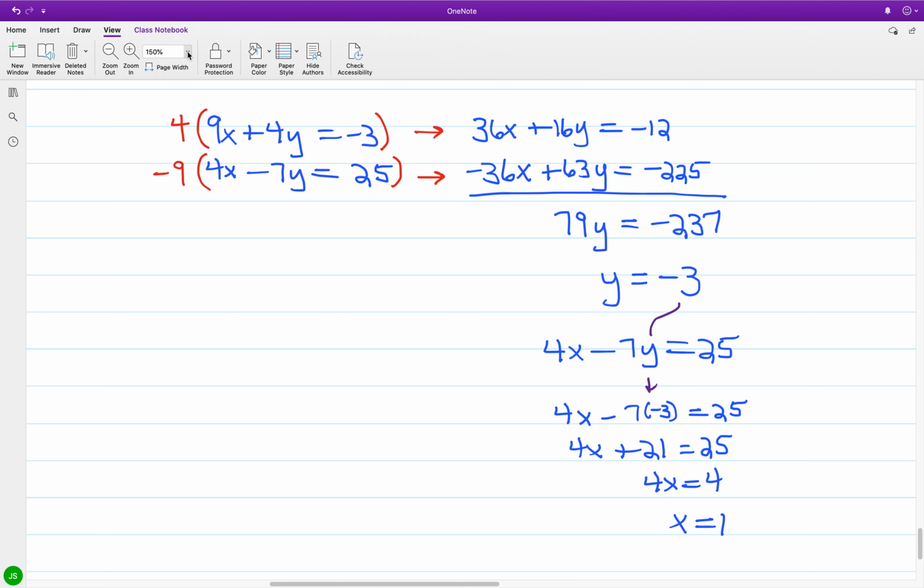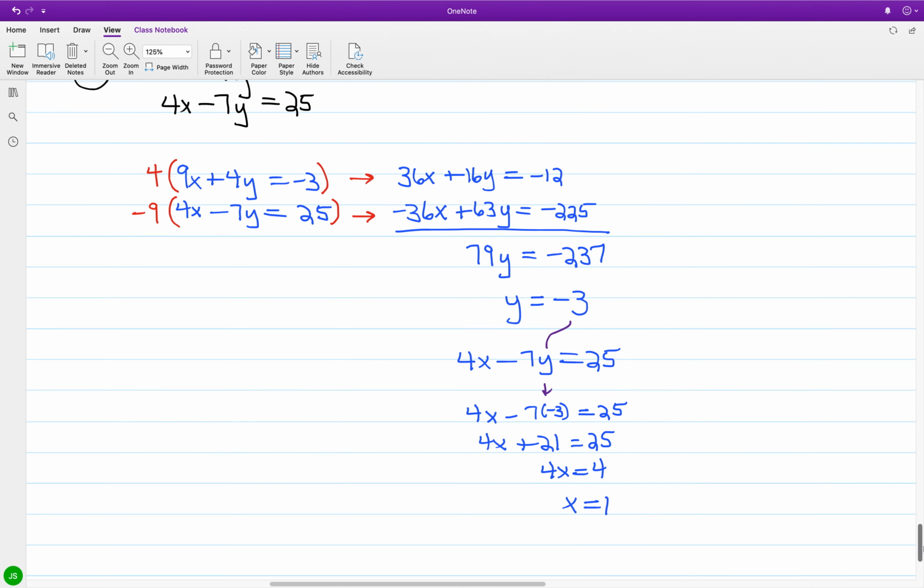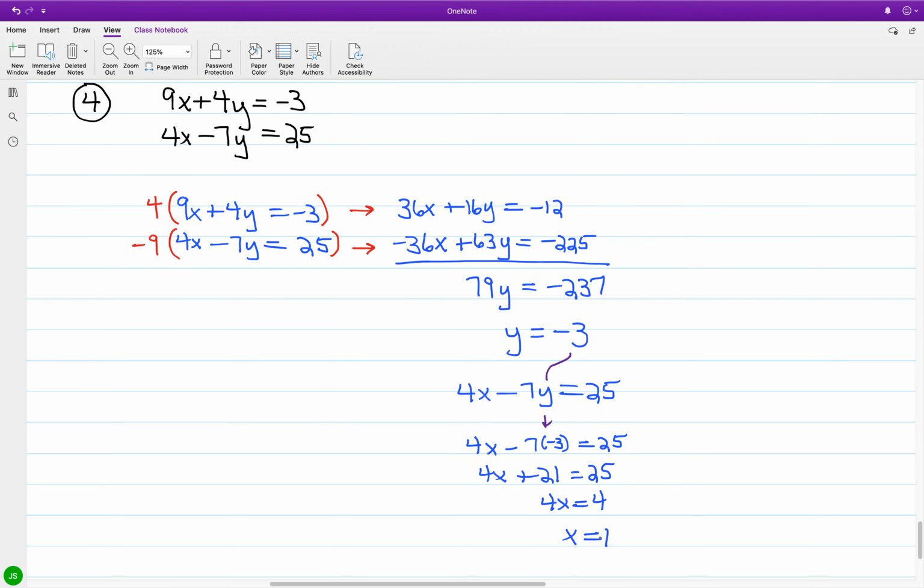So just looking at the overall picture, we have x at 1 and y at negative 3. So we have 9 plus 4 times negative 3, so it'll be 9 plus negative 12 equals negative 3. 4 times 1 is 4. Negative 7 times negative 3 becomes, in this case, positive 21. So you have 4 plus 21 equal to 25.